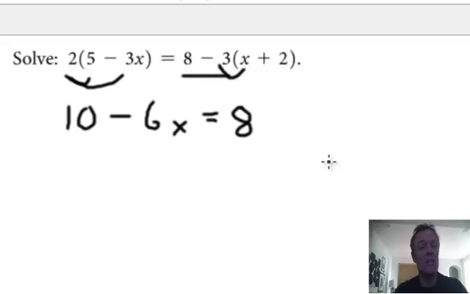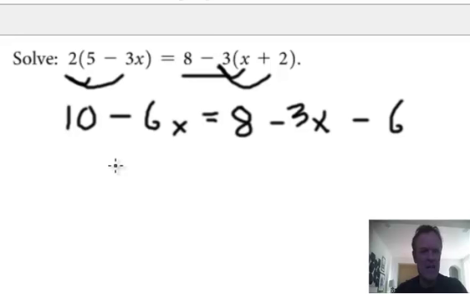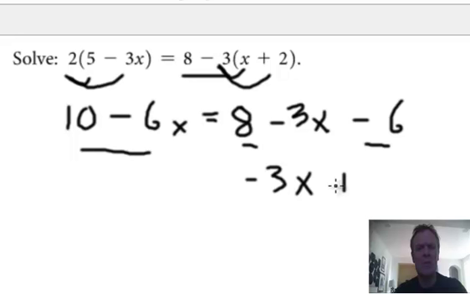Look at this. Minus 3 times x is negative 3x. Negative 3 times positive 2 is negative 6. Okay, there we go. Just use the distributive law. I'll leave that alone. We can combine this 8 and this negative 6, and this will give me negative 3x plus 2. 8 take away 6. Still got the 10 minus 6x on this side.